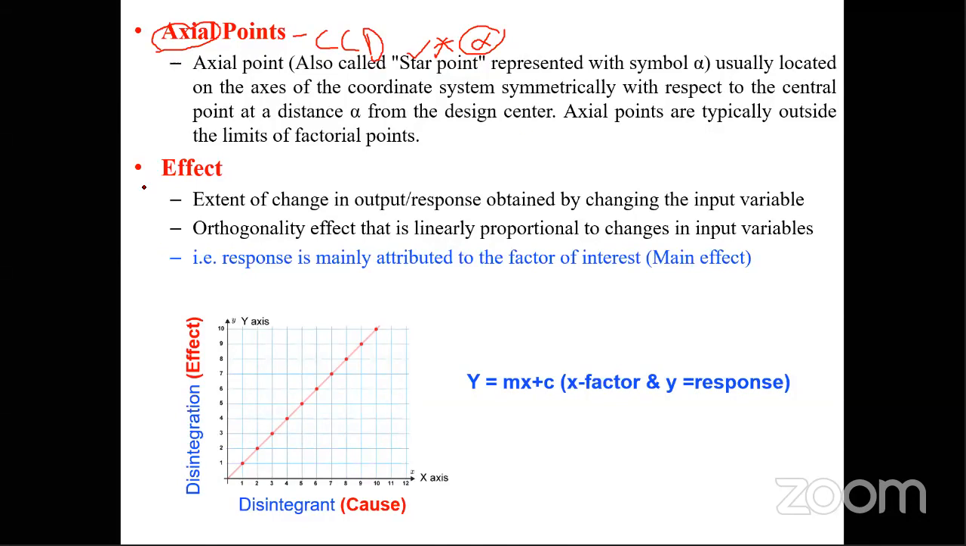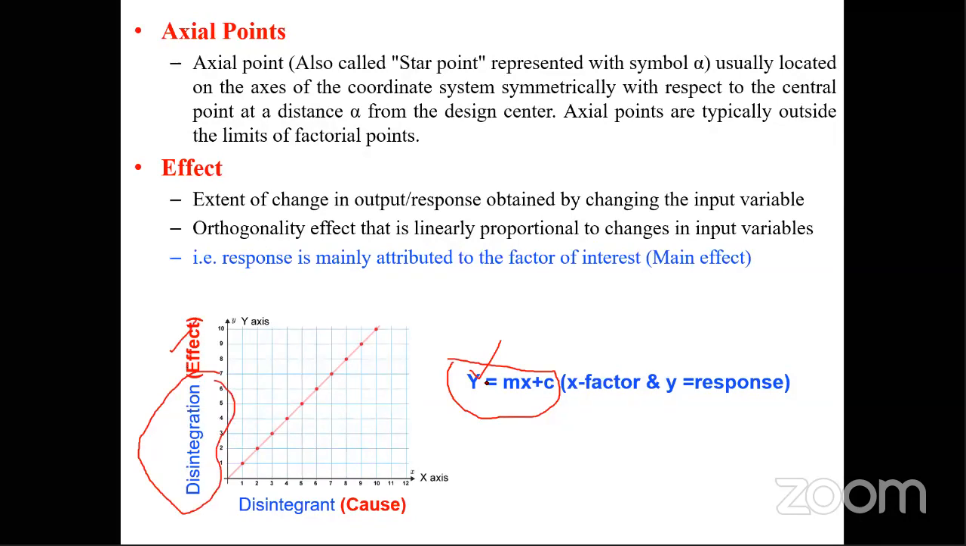The next is the effect. We have already seen the output or response. Please don't think of anything scientifically. These are nothing but your simple y equal to mx plus c. Y is the response, let us say disintegration or dissolution, also called the effect. X is the factor which you are taking. The y depends on the concentration of x. This is a simple equation, y equal to mx plus c. X is the factor and y is the response.